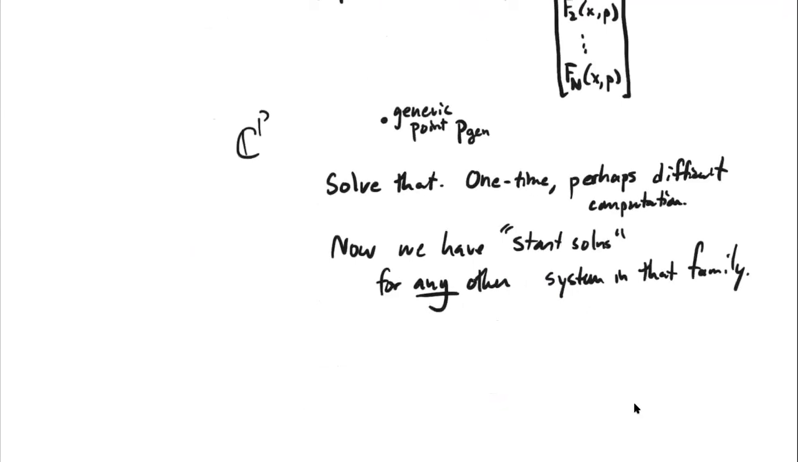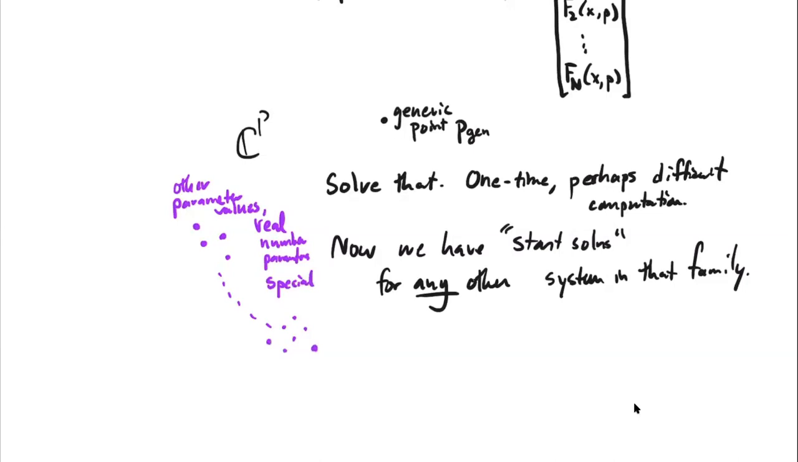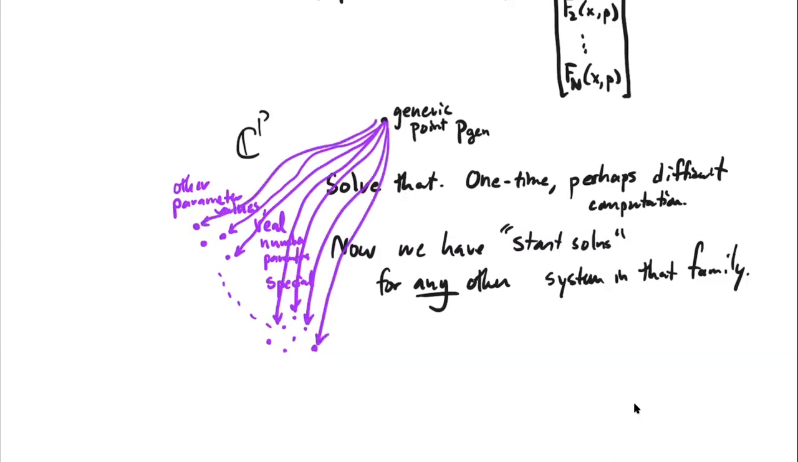Now, the idea is that in our mind, we had already many, many other parameter values. Perhaps they are real number parameters. In other words, they're special. And really, we wanted to solve a system of polynomials for every one of these purple points. And so the brilliant thing is we don't need to solve them each with a big computation. What we can do is move this generic one to each of them. And the moving of the generic one to all these will be very fast because we only have to track a much fewer number of paths.